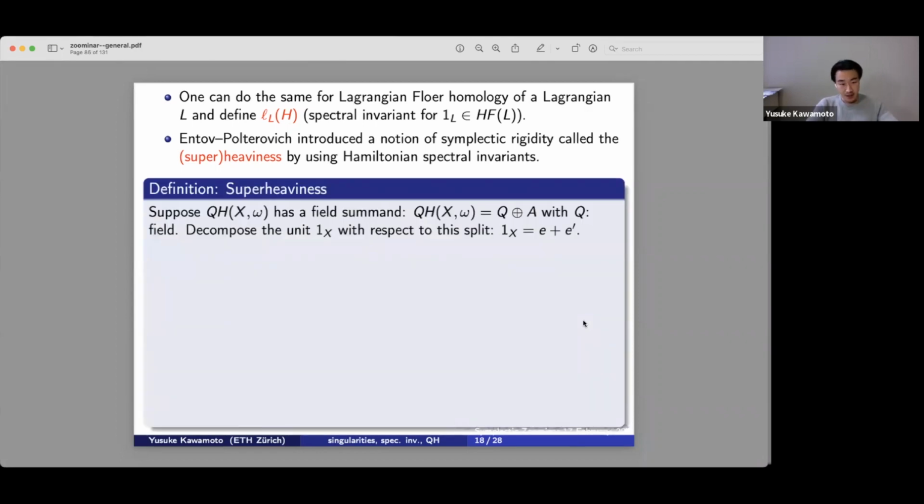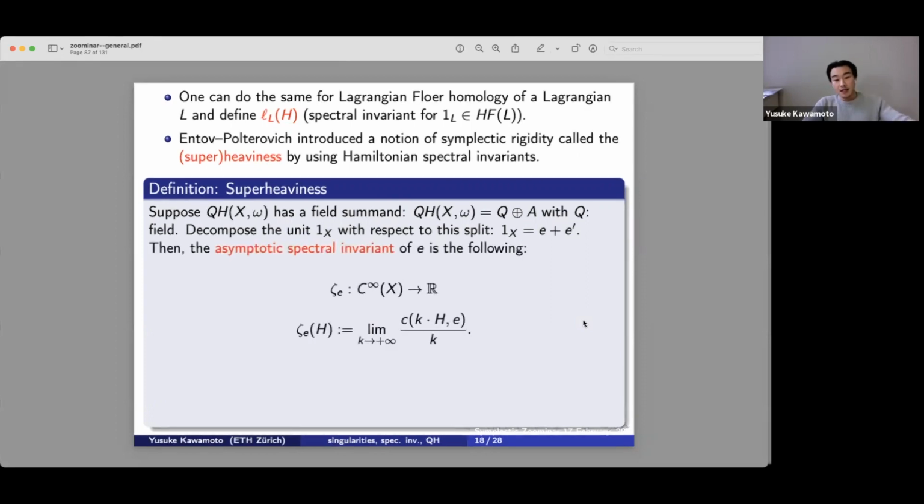Now, what is superheaviness? Suppose your quantum cohomology has a field summand. It splits as a sum of Q and A, and you decompose the unit with respect to the split. So now you have 1 equals E plus E prime. And then you define the asymptotic spectral invariant of this idempotent E in the following way.